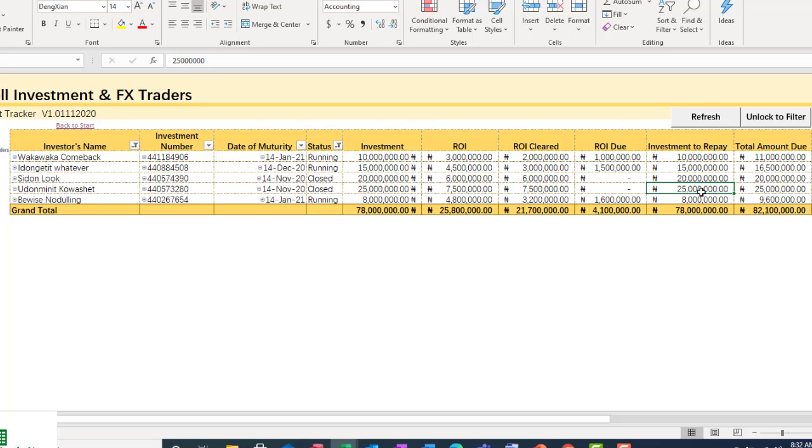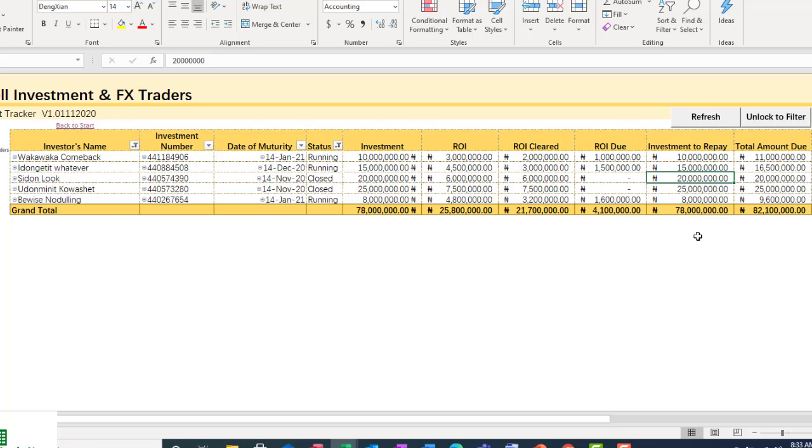So let's look at three issues now. Let's say that Sidon Luke wants to roll over this money. What it just means is he wants to reinvest the money. Now, even if the investor is rolling over the investment to a new investment or taking his or her money back, you must write off this 20 million. It's very important because each investment will have a new investment number. So you have to write off this 20 million. So I'm going to show you how to do that.